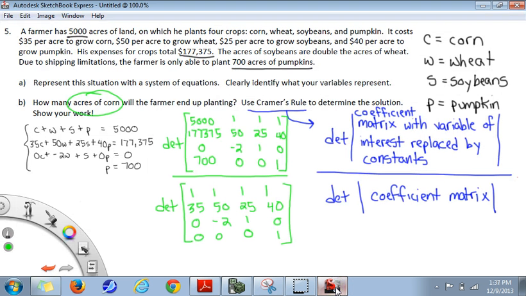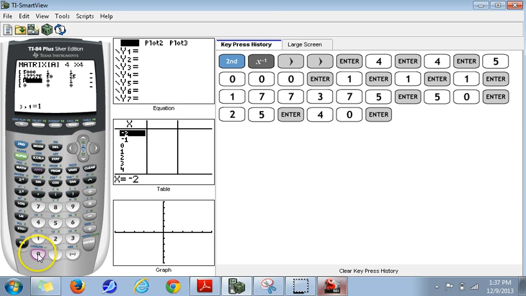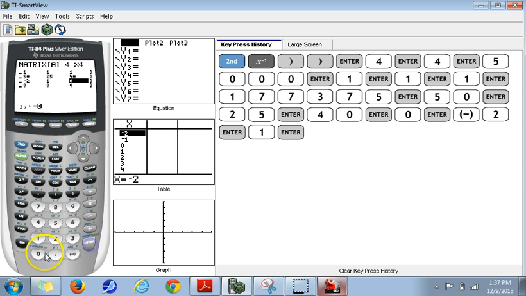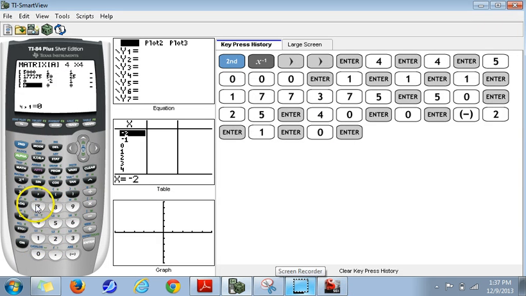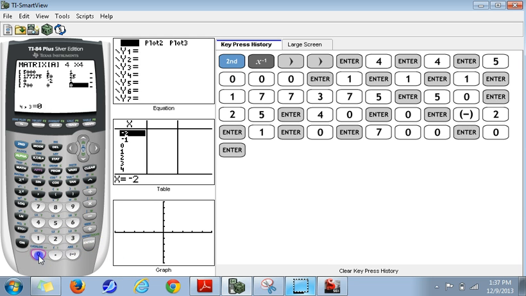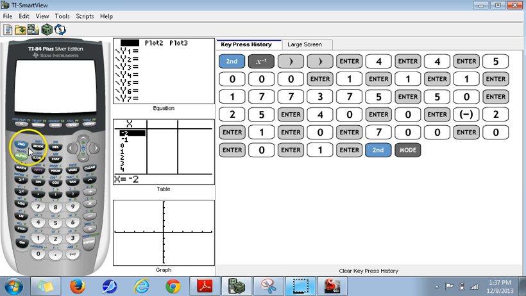Next row, 0, -2, 1, and 0. And then my last row, 700, 0, 0, and 1. Okay, so my numerator matrix is set up.